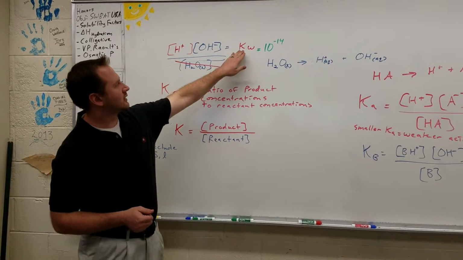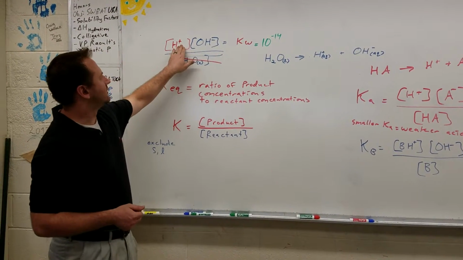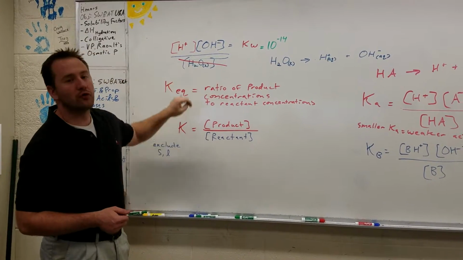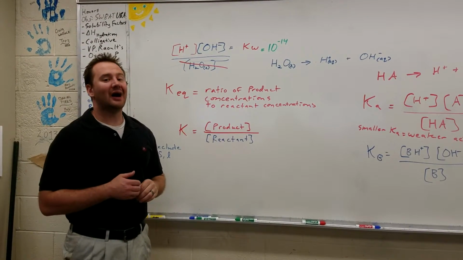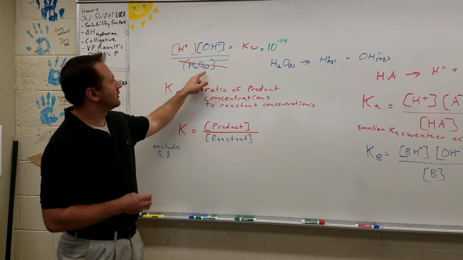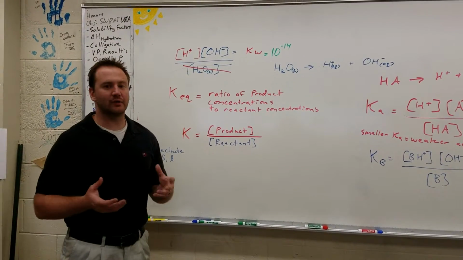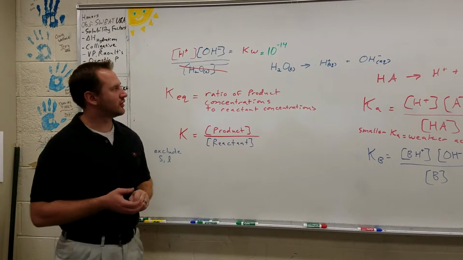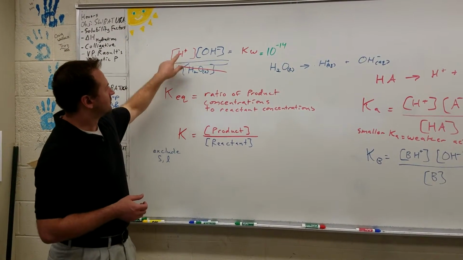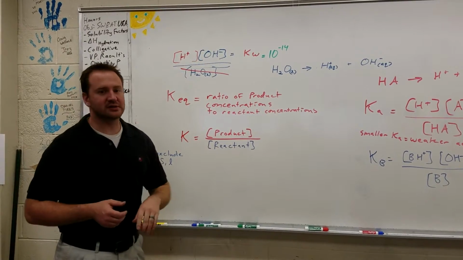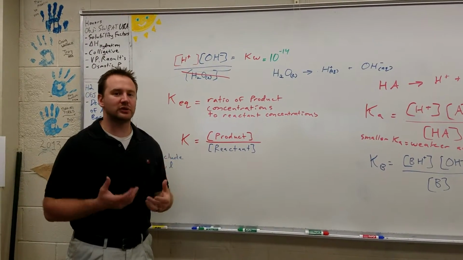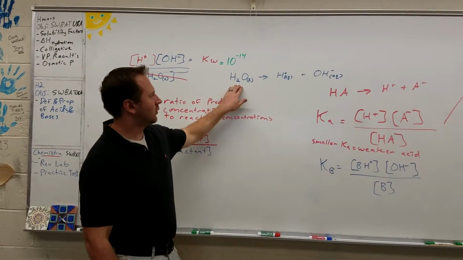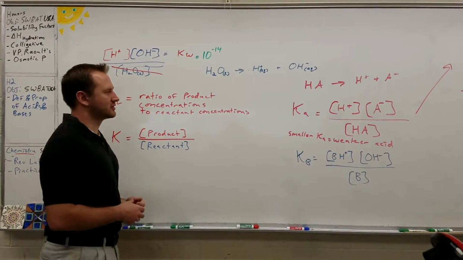So if we were to do the K for water, it's the hydrogen ion concentration and the hydroxide ion concentration over the concentration of pure water. However, since water is a pure liquid, while both of these are considered to be aqueous ions, we can eliminate the pure water concentration from it. So basically, the hydrogen ion concentration times the hydroxide ion concentration is always going to equal 10 to the negative 14th in an aqueous solution. Again, water, a pure liquid, can be removed from the expression.